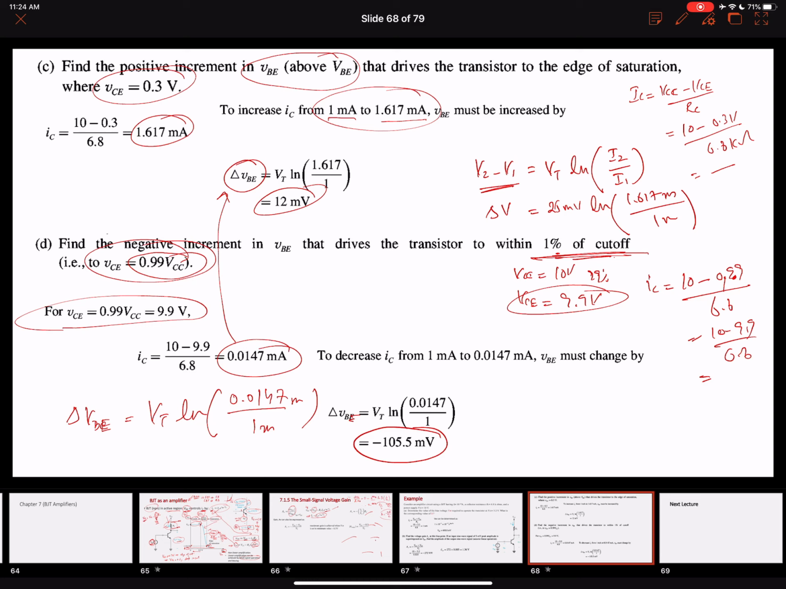Okay, so this is it for today's lecture. In the next lecture, we're going to discuss more about the small signal operation. We're going to derive its condition, and some more expressions for the voltage gain values and the currents during the small signal operation.